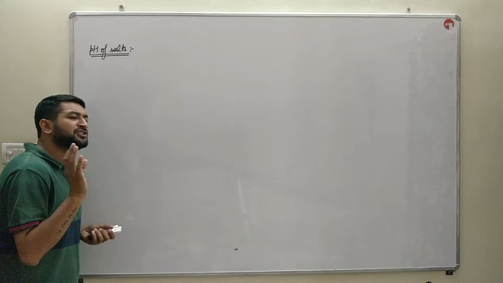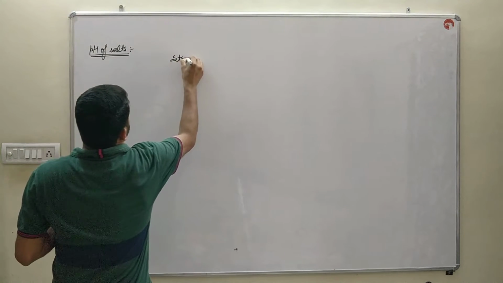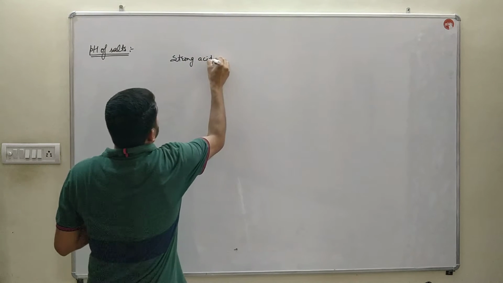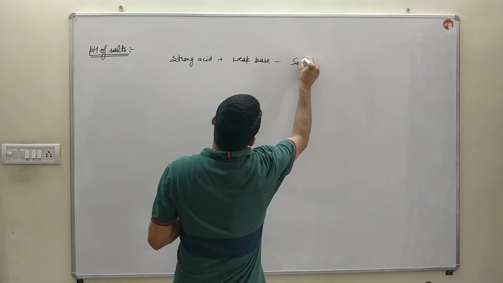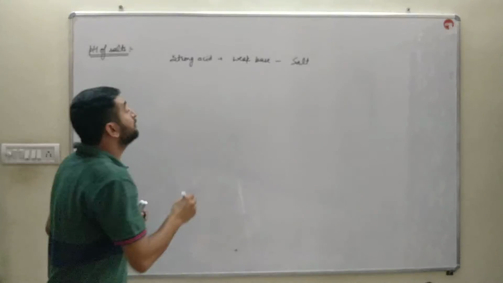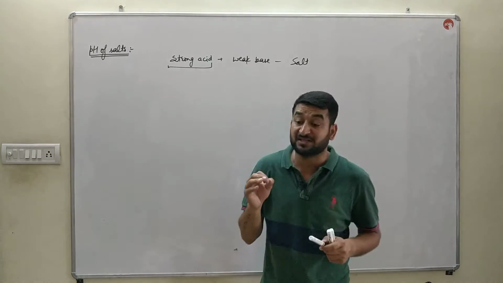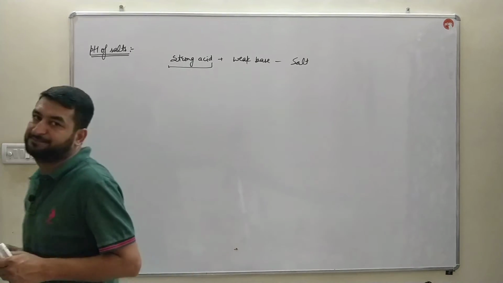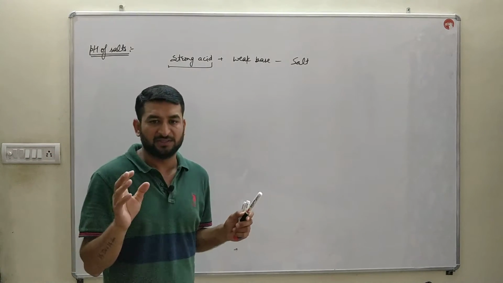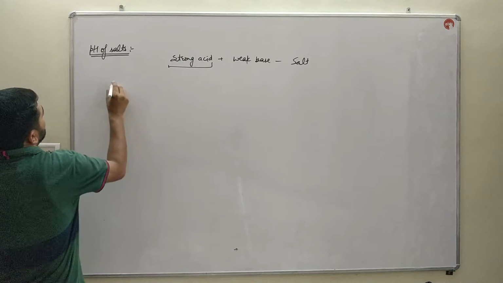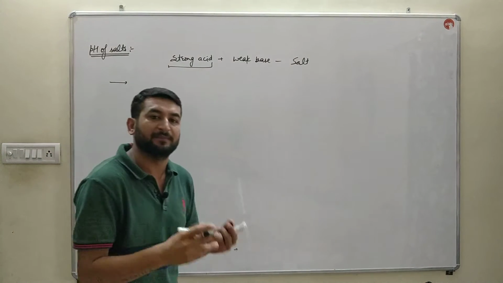As if we take a strong acid and weak base, then a salt is formed, but that salt contains more hydrogen ion in it, so the pH of that salt is slightly acidic. So the salts also have a different kind of pH. On what basis does it depend? On the basis of the nature of the acids and base which we use to form them.